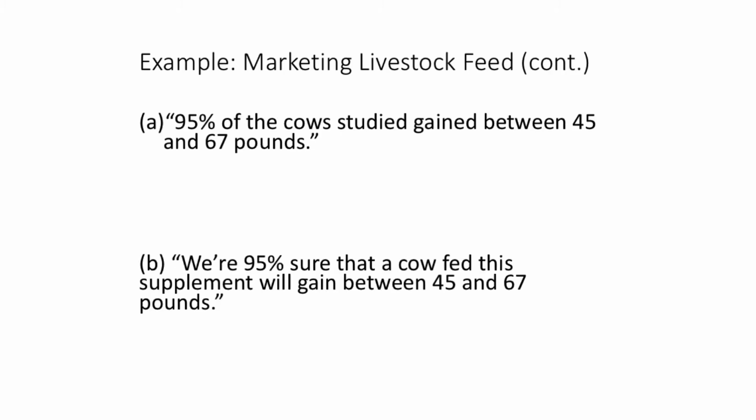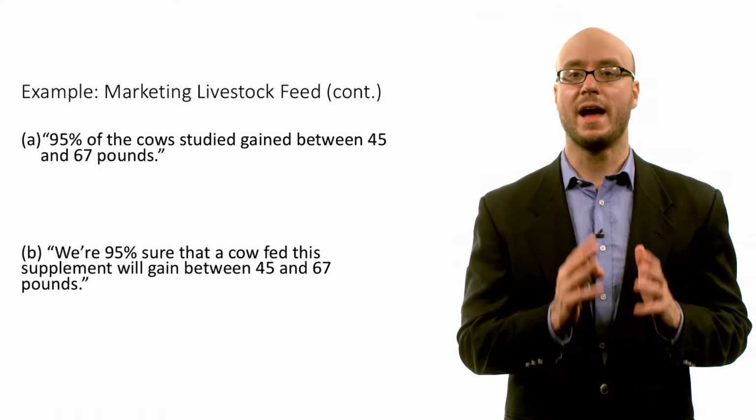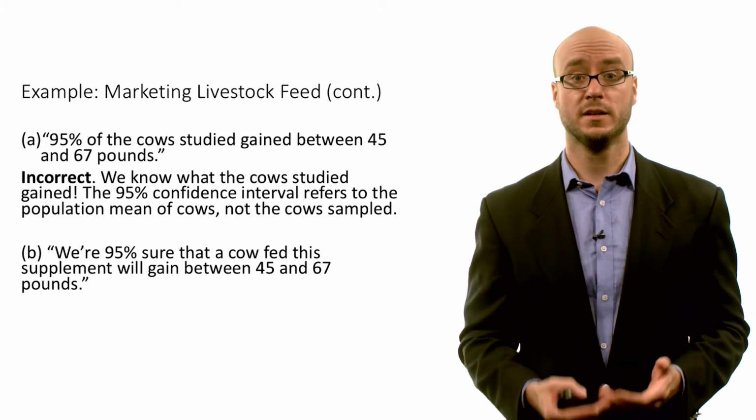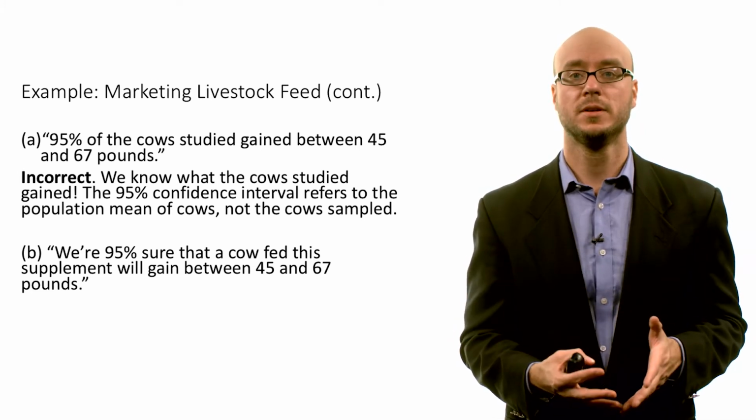All right, and so you might say, well, when we take our point estimate plus or minus the margin of error, we get this value of 45 to 67. So they might say, well, 95% of the cows studied gained between 45 and 67 pounds. Is there something wrong with this? Well, in fact, there is, because we know the weight gain of those cows who were studied. We have these 77 cows in our sample. We could just look at the data and we know what the cows gained in this study. The point is that the 95% confidence interval doesn't refer to this sample. It uses the sample to generalize to the population. Right? We're trying to make some claim about the population based on the sample.